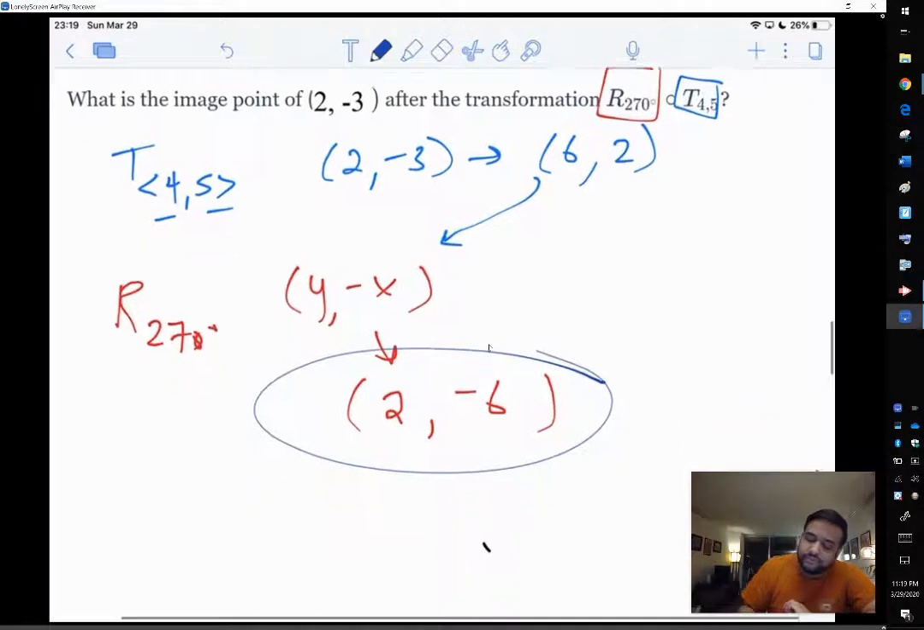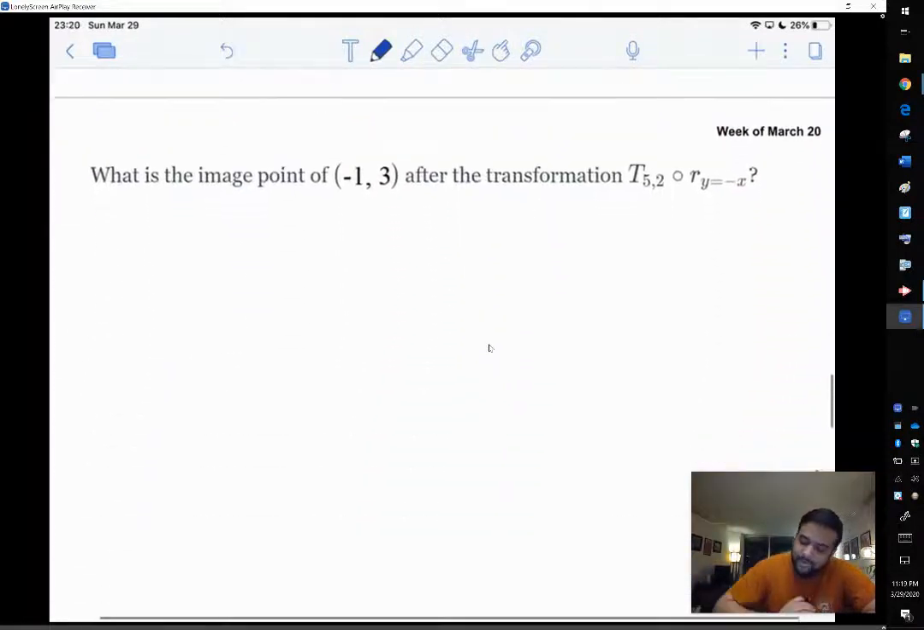Let's try a few more. What is the image point of negative 1, 3 after the transformation? Translate 5, 2 in composition with R, this time lowercase, y equals negative x. So which one do we start with, the T or the R? That's right, we start with the R. So this time it's a lowercase r. It probably stands for reflection this time because we have a line of reflection.